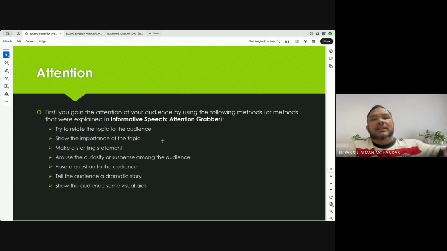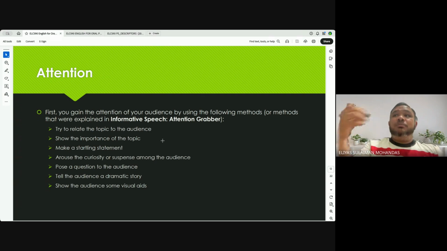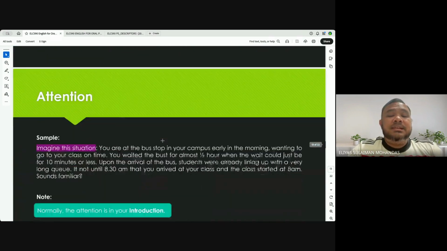So the moment you include attention grabber in your introduction, automatically you have fulfilled the first step of Monroe's motivated sequence, which is attention, because they function the same thing. Attention in Monroe's motivated sequence sama dengan attention grabber, fungsinya sama. Alright? So this is just an example.